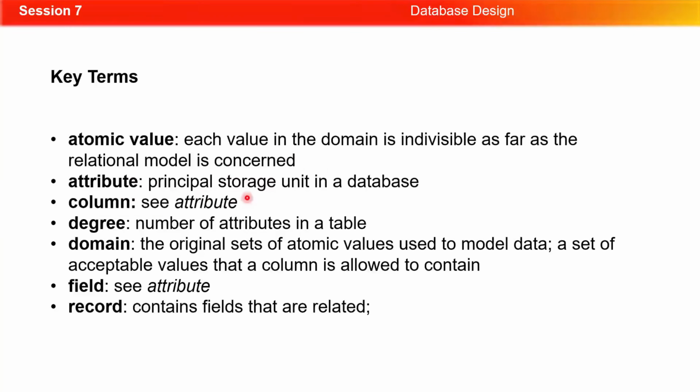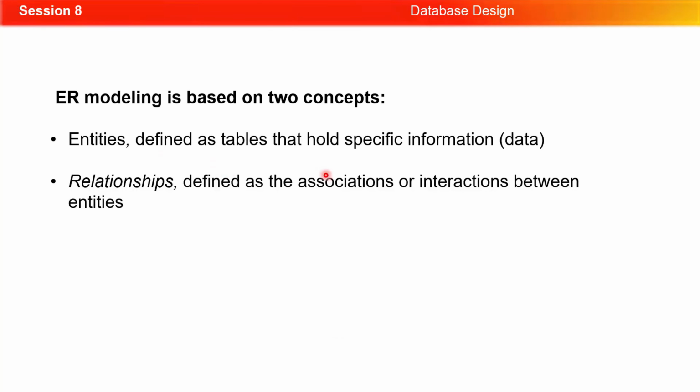So ER modeling is based on two specific concepts. First, entities. Entities are real-world objects, usually nouns. There could be exceptions to that. They will ultimately define the tables that hold the specific information for our database. Relationships are defined as the associations or the interaction between the entities. So let's discuss entities, entity sets, and entity types.